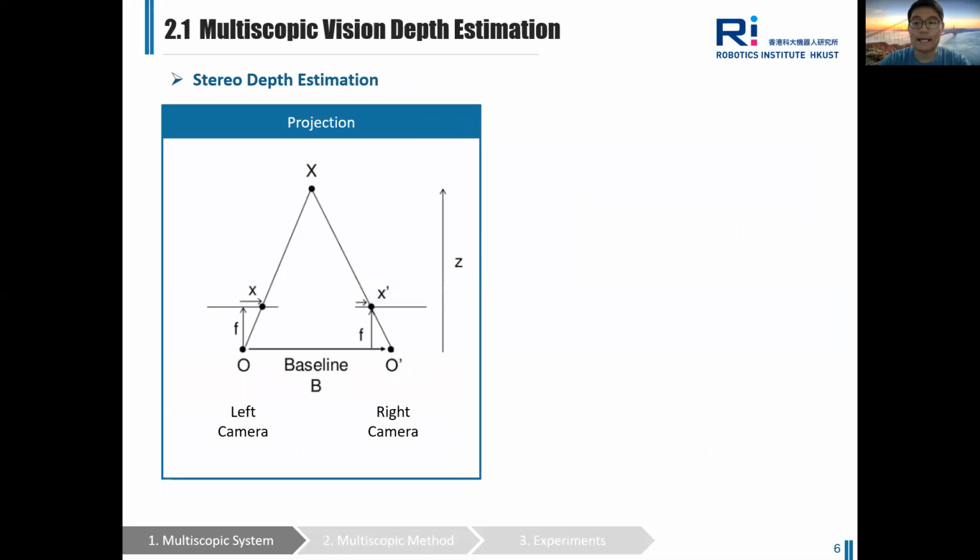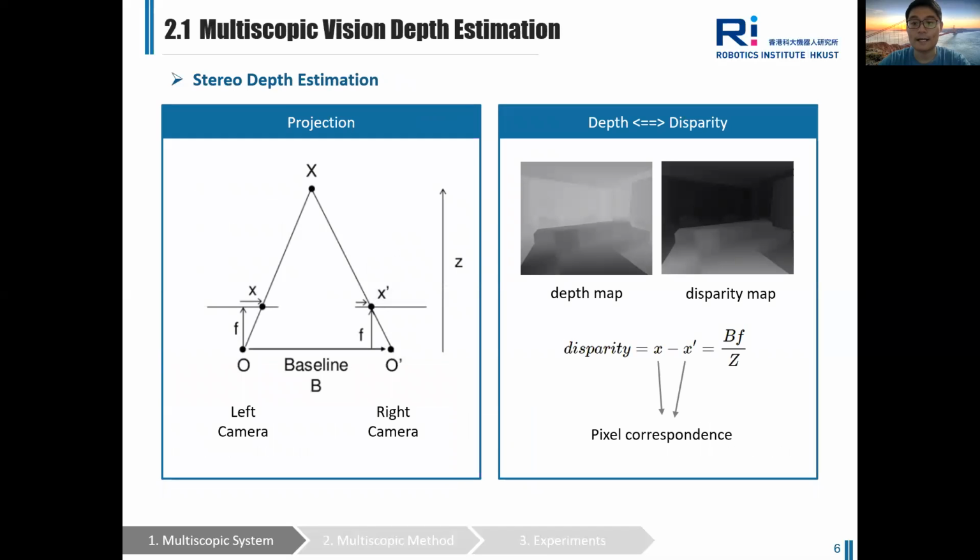For stereo depth estimation, a 3D point X projects on two cameras, generating X and X prime on the horizontal axis. Then the depth is inverse to the horizontal disparity of these two pixels. Thus, if we can find the pixel correspondence, then we can get the disparity, then we can simply get the depth. However, this stereo vision structure suffers from many problems like the occlusion, the featureless region, or the reflection.